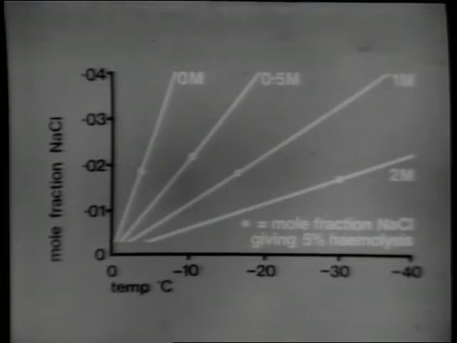Now, also shown on this graph, and I've taken this again from data by Jim Lovelock, are points which represent the mole fraction of sodium chloride, or the temperature at which 5% hemolysis was found when red cells were also included in the system. And the important point is that the same degree of hemolysis occurred at roughly the same sodium chloride concentration, but at different glycerol concentrations and at different temperatures in each case. And the higher the glycerol concentration, the lower the temperature at which the same degree of hemolysis was observed.